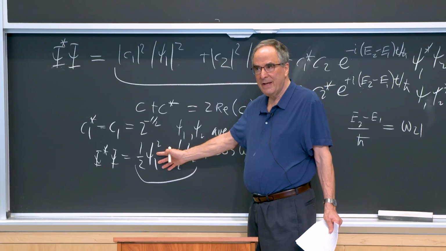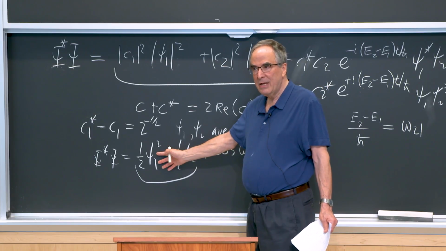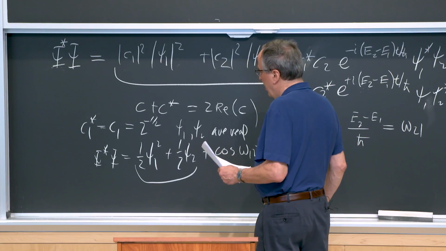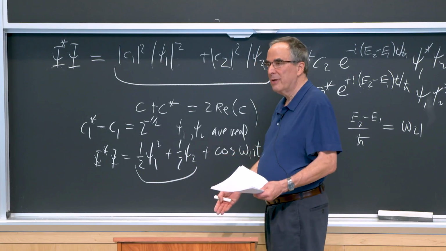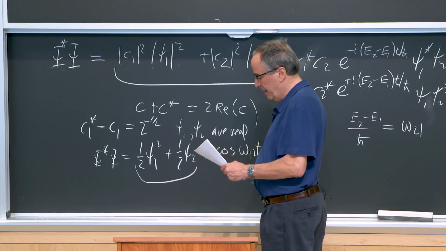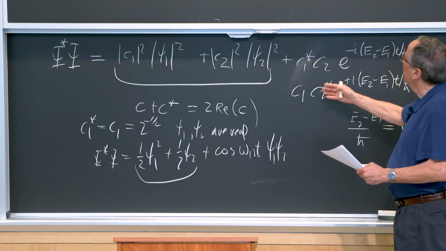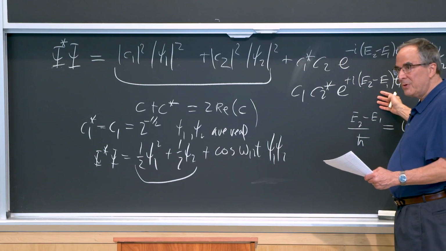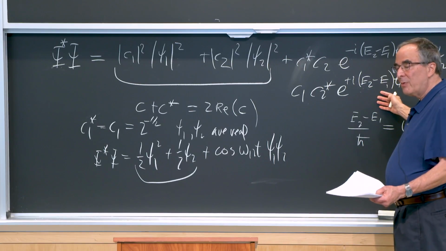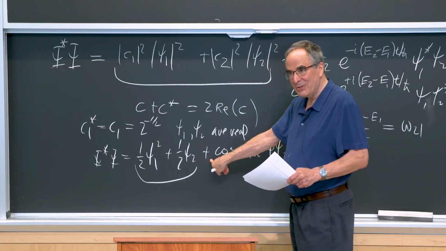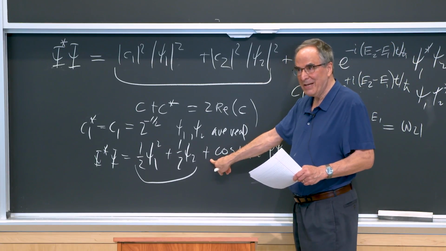Wait, is C2 also 1 over square root of 2? I wanted 1 over square root of 2, 1 over square root of 2. That's 1/2, but then when you add the two terms, you get twice the real part. So we get 1/2 times 2, and so this is not a mistake. It comes out this way, okay?